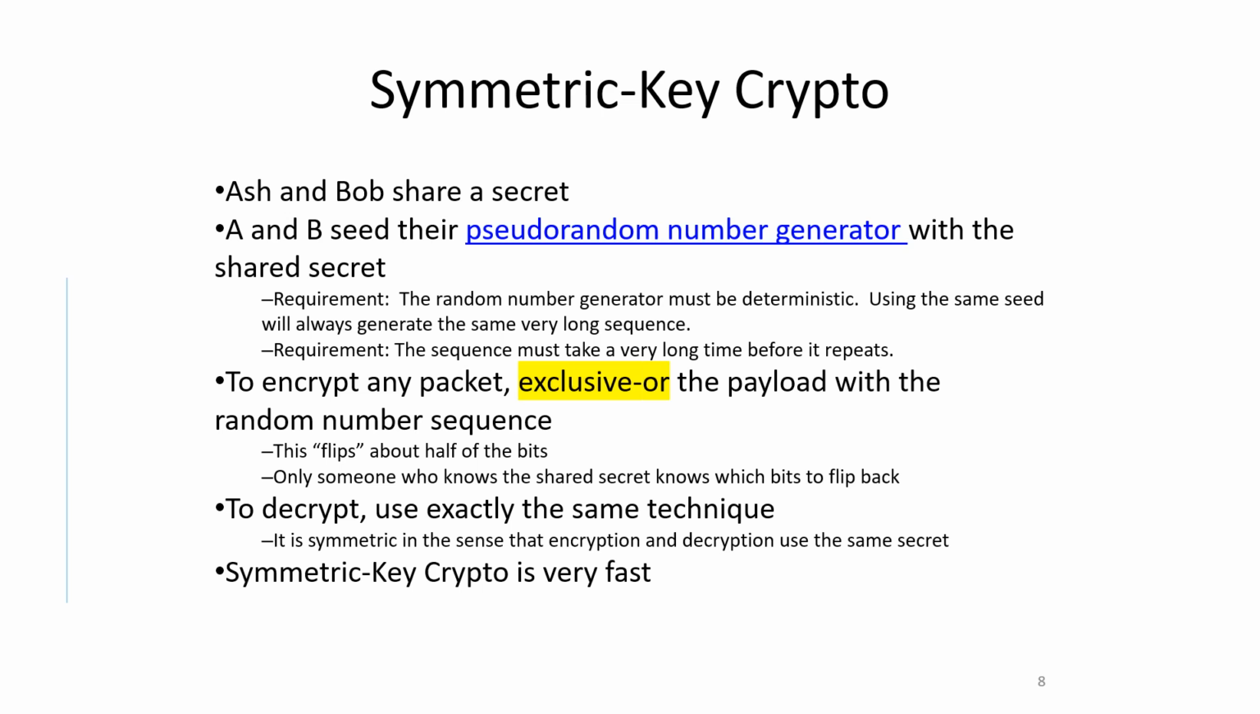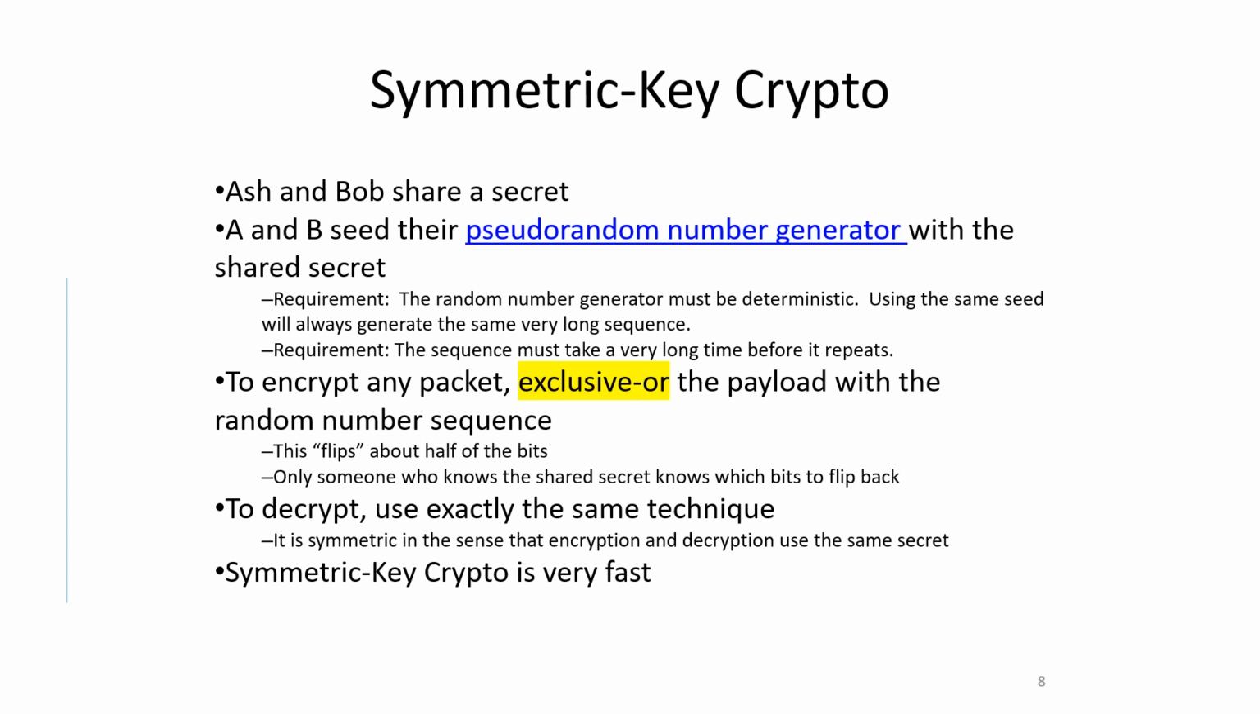There's symmetric key cryptography, and then there's asymmetric key cryptography. Symmetric key cryptography is that you start with some shared secret. So Ash and Bob have to know each other ahead of time, and they have to use some mechanism for sharing some secret that they do not tell the outside world. Then they're going to use that to encrypt a message.